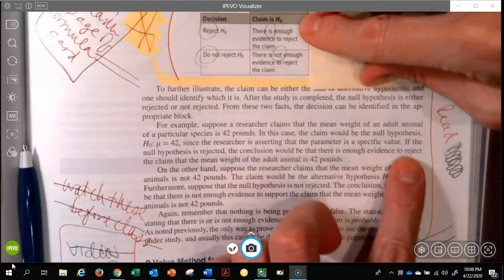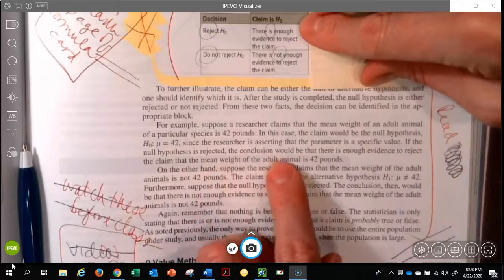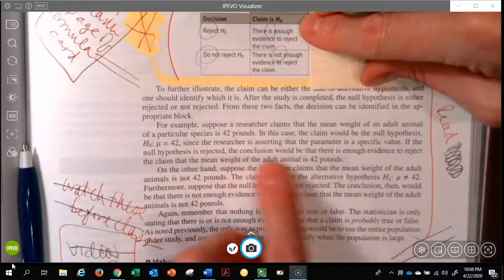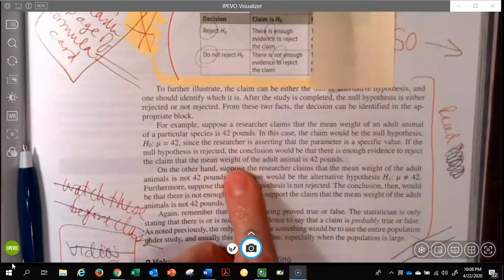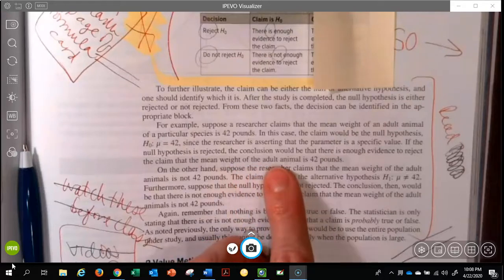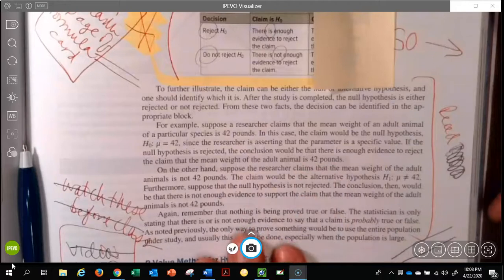And how we will use the words, there is enough evidence to reject the claim that, and this is where we fill in the data information specific to whatever problem we're dealing with. And you'll just go pull words out of the problem. You don't have to create those either. Of the adult animal, that it is 42 pounds. I'm going to do this one more time.